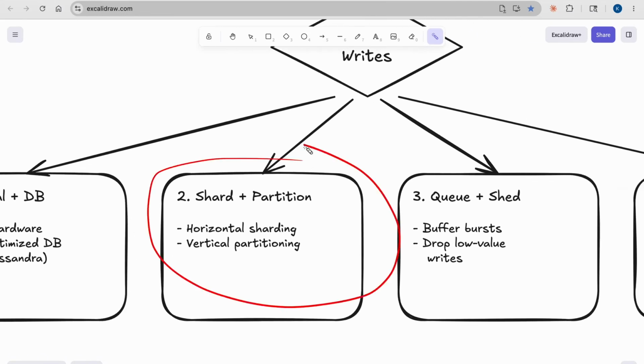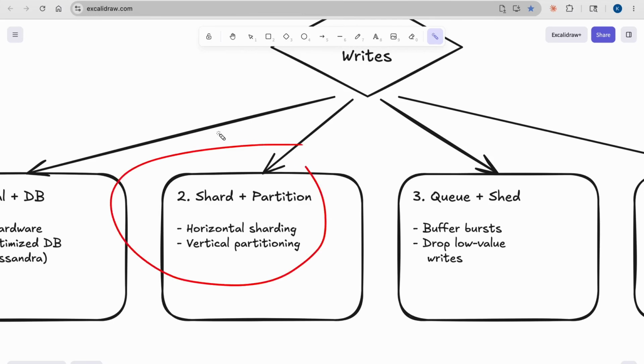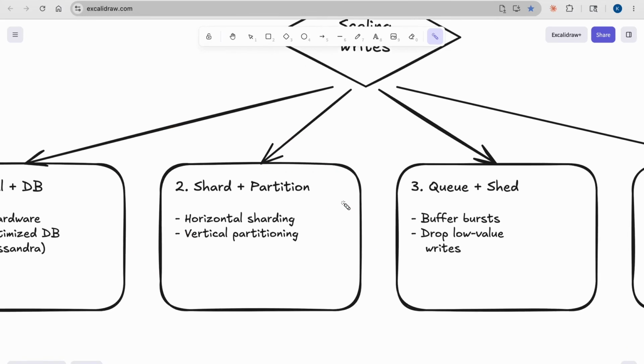Then the other way is to shard and partition. If you remember, we had a brief discussion of sharding in scaling reads. That was just one option there, but ideally it's not adopted to solve the problem of reads. Mostly it's adopted to solve write traffic. Here sharding is one of the options, and it has horizontal sharding and then vertical partitioning and all. So that is the second option.